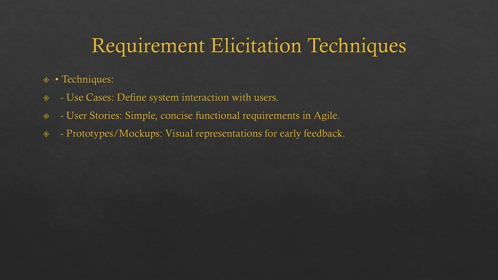Eliciting requirements often involves tools like use cases, which detail system interactions, and user stories, which provide concise descriptions of functionality. Prototypes and mockups can also help by offering visual representation that stakeholders can evaluate.